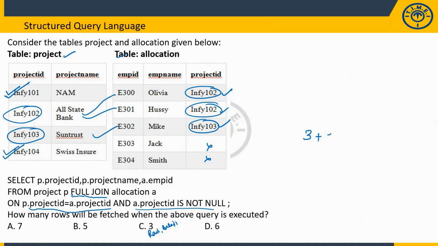Two non-matchings. And non-matchings in the allocation is not there because these are already eliminated. And for these three, we have already matches. So because no non-matchings in the allocation, non-matching in the allocation is 0. So total tuples are 5. So the correct answer for the question is option B.